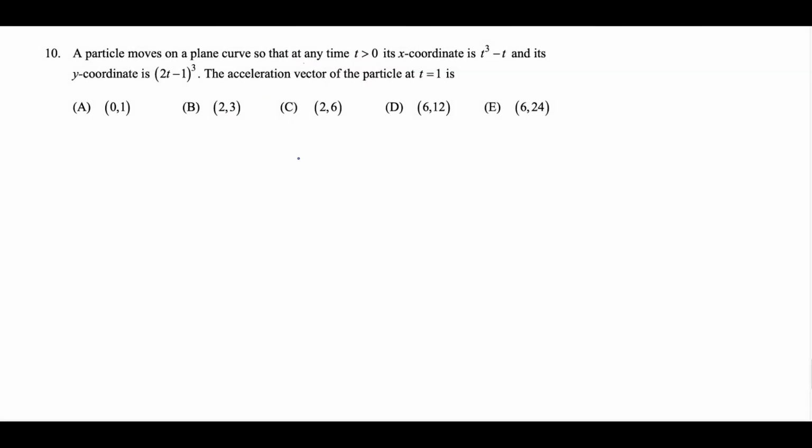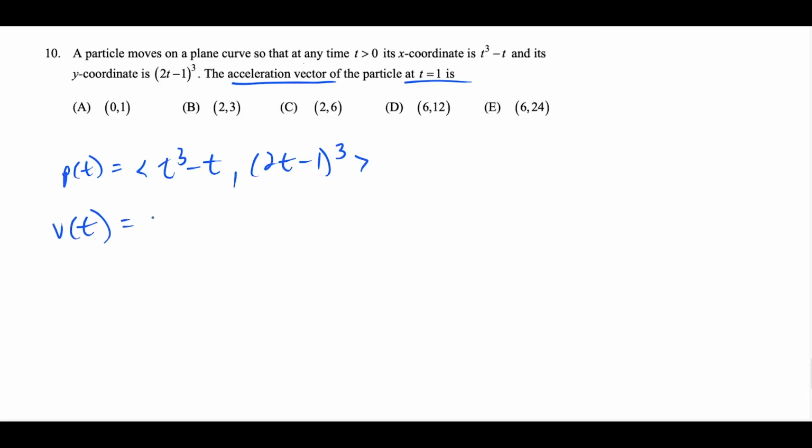So for this question here, we're told the position of a particle, the x and y. So if I want to name the position, let's say P of t, as a vector here, we could write this as t to the third minus t, comma, and then we have 2t minus 1 to the third. And what we could find next, because we want to ultimately find the acceleration vector at t equals 1, we could find the velocity vector. And to do that, we have to take the derivative of position.